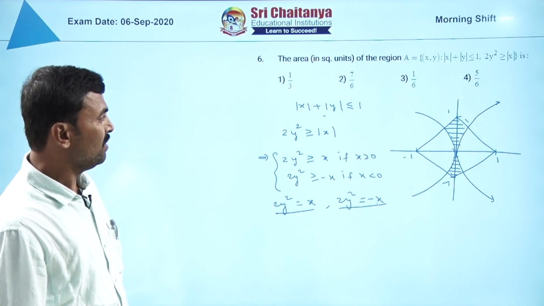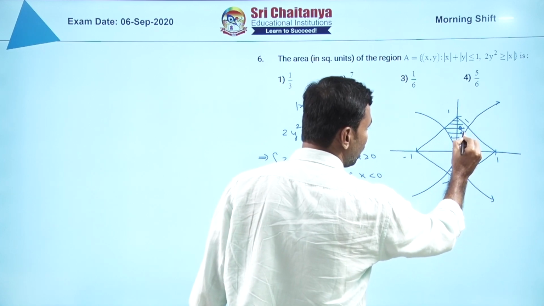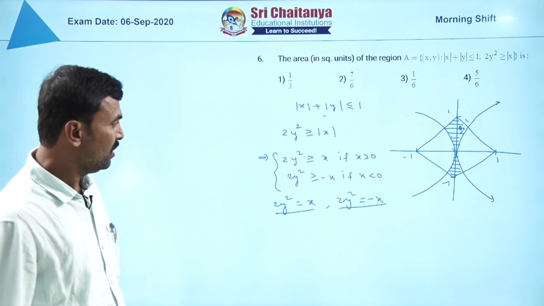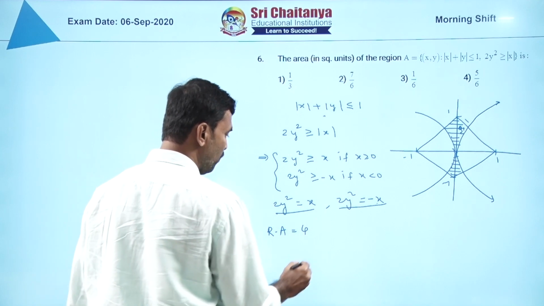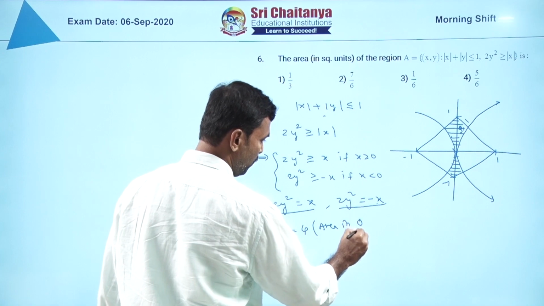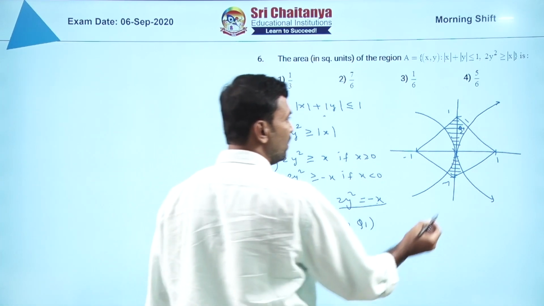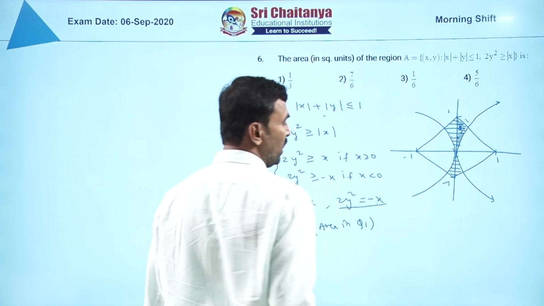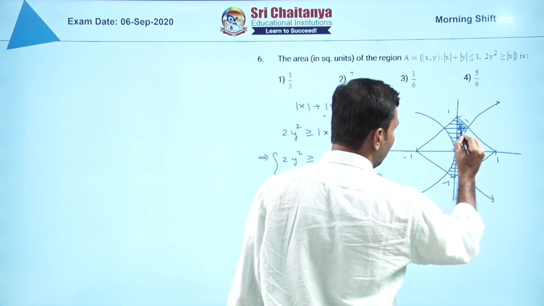To find this area, since the curves are symmetric, I will find out this first quadrant area and take 4 times of it, that is my required area. So, required area is equal to 4 times of area in first quadrant. To calculate this part, I am dividing this into 2 parts, A1 plus A2. This is A1 and this is A2.